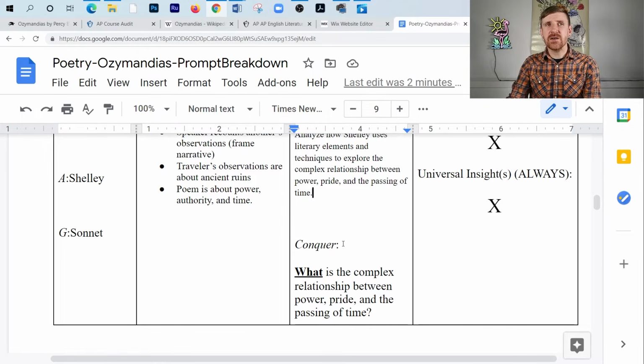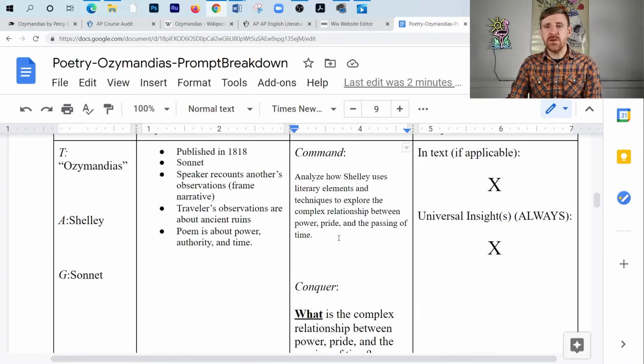So we've got this conquer question. It's going to allow you to conquer reading the poem and conquer writing about it. And so what we do here is we go to our command and we find the infinitive, which is "to" and then a verb. So in this case, it's "to explore." A lot of times it's to convey or to develop or to portray, something along those lines. In this case, it's to explore.